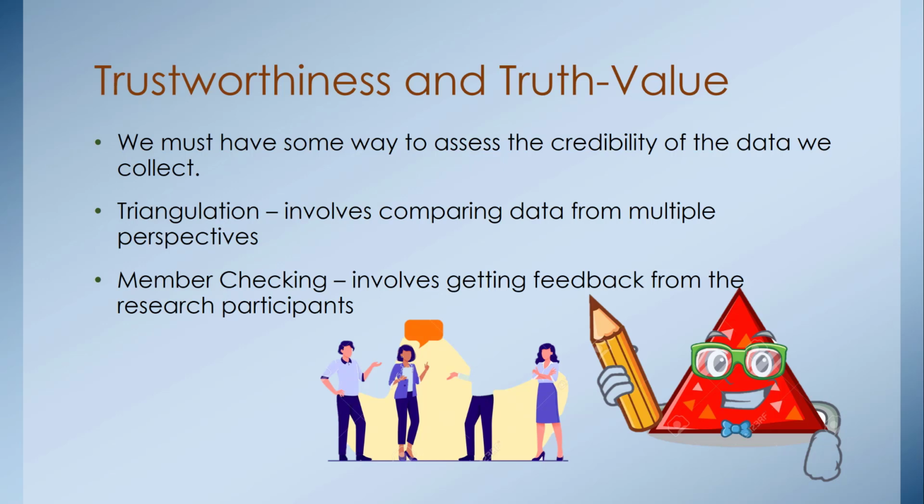And so sometimes that involves where we go back to our participants and we say, after we've transcribed and after we've begun to analyze the information, this is the meaning that I took from what you told me. Am I accurate in understanding that? So through triangulation or member checking, we establish the trustworthiness and the truth value of the narrative data that we've collected.